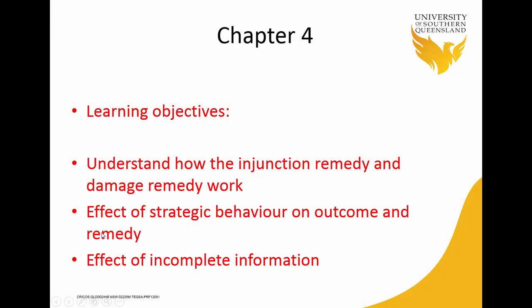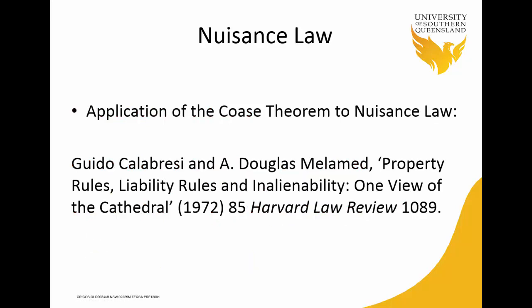Today we're going to look at chapter 4, nuisance, and we have these three objectives. We want to understand how the injunction remedy and the damage remedy work, and the effect of problems such as strategic behavior and incomplete information. Background information on nuisance and the application of the Coase theorem to nuisance law can be found in this article from the Harvard Law Review from 1972.